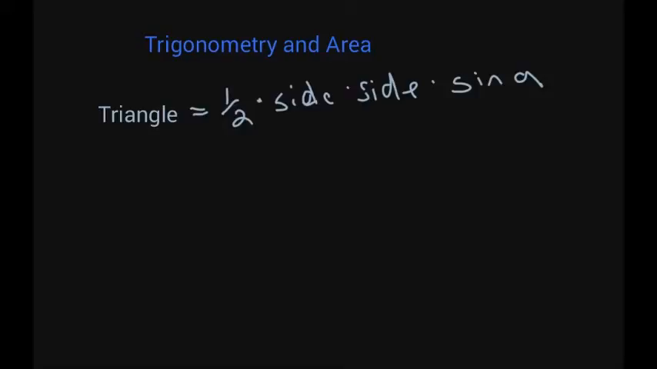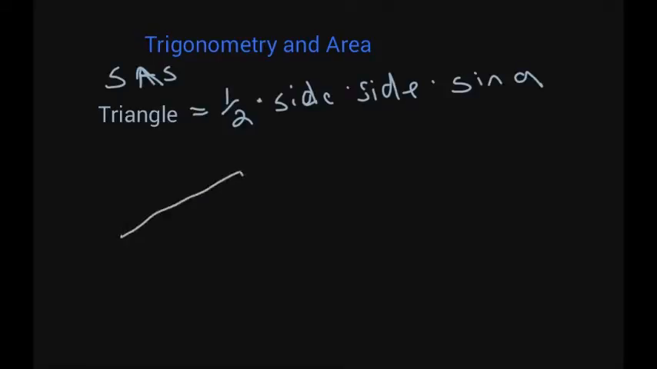Alright, we're going to do trigonometry and area. So we're going to start with a triangle. And if you have a triangle and you know the side, angle, side, so going back to those things we learned earlier, you can find the area by doing 1/2 the side times the side times the sine of A.